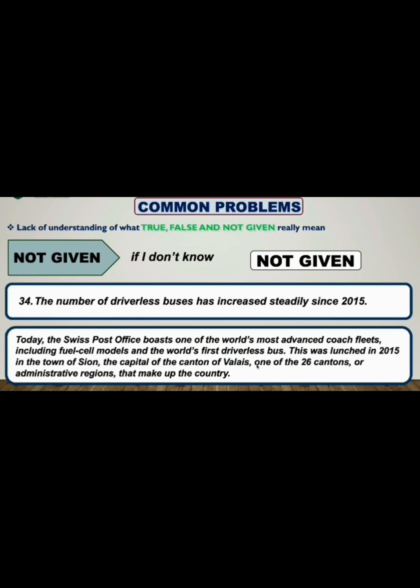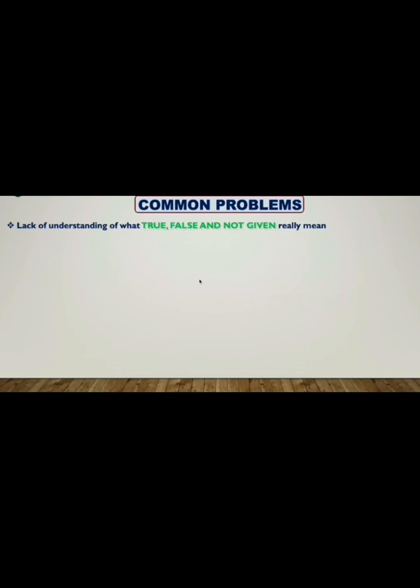So this is what true, false, not given really mean. We have been able to establish the meaning of true, false, and not given. And the good thing about this understanding is that you can attribute it to any statement in the exam. So even before you check the passage, you can know what the true of the question you are given looks like, what the false would look like, and what the not given will look like before even going to the passage to verify it.